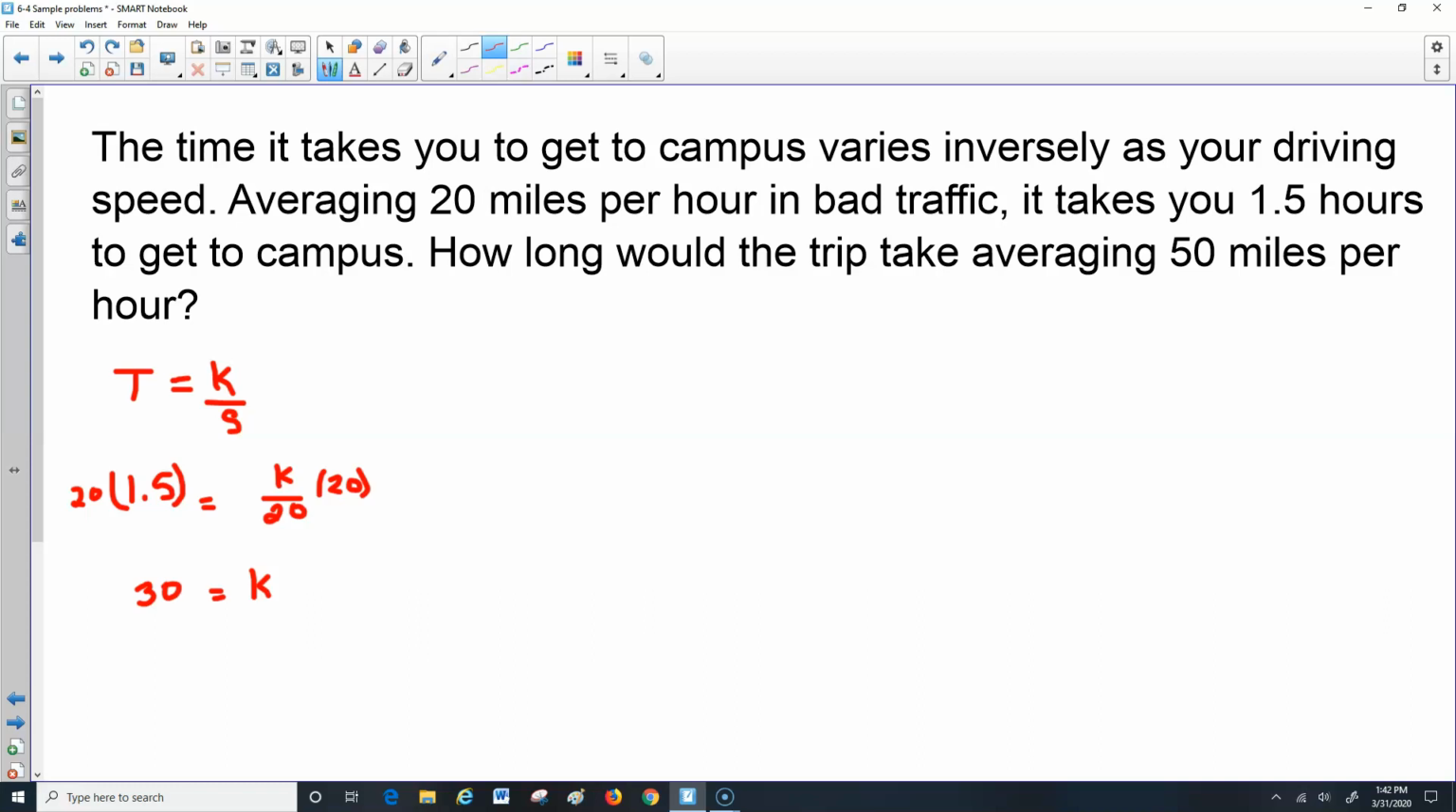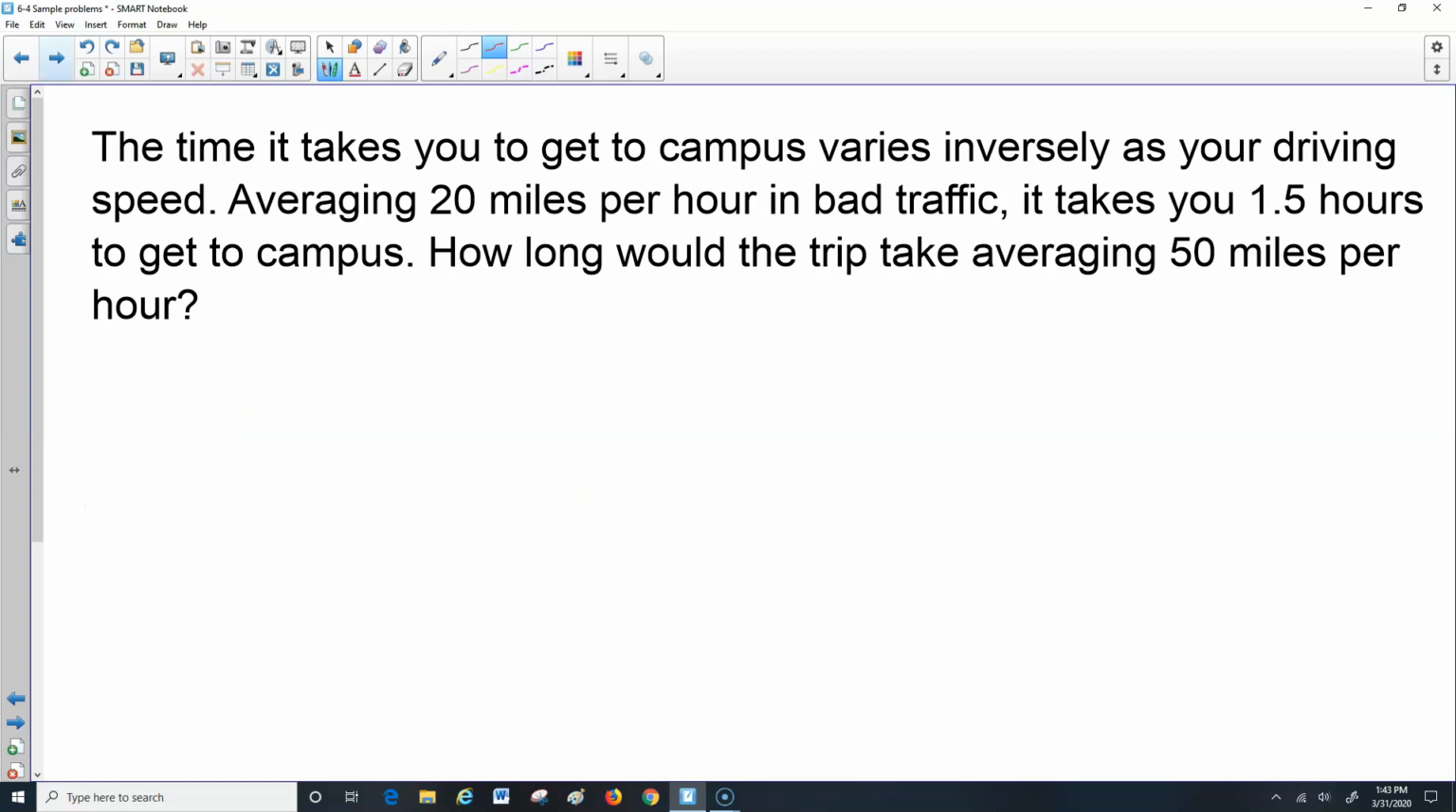Now that we know what the constant of variation is, we'll rewrite our equation as t equals 30 over s. And what we want to know is how long the trip would take. So we want to know the time when we average a speed of 50 miles per hour. So t equals 30 divided by 50, which simplifies to 3/5, and our time is in hours, so it's 3/5 of an hour.